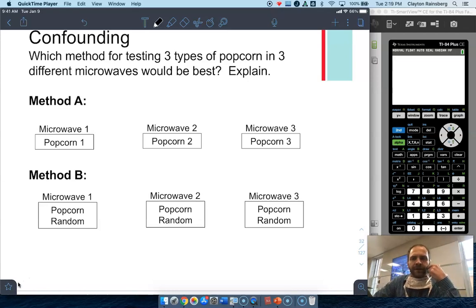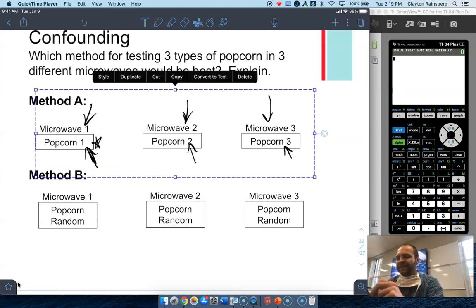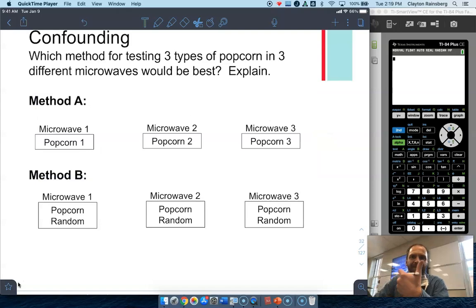So what do you see? Well, you may see, man, popcorn 1 was great. But the problem is there are 3 different microwaves. So if I keep putting popcorn 1 in microwave 1, and I run the experiment again with popcorn 2 in microwave 2 and popcorn 3, and I keep doing it over and over, the question is, is it the brand of popcorn or is it the brand of microwave? And that's a confounding variable. I can't tell which one it is. I can't tell if it's the microwave I purchased or if it's the popcorn I purchased. So I can't tell which popcorn's better because I don't know if it's the popcorn, I don't know if it's the microwave.